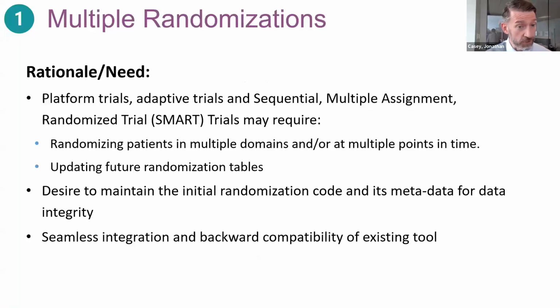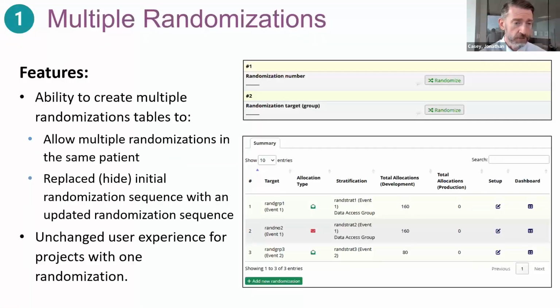We've talked about how platform trials, adaptive trials, and SMART trials may require the ability to randomize patients into multiple domains or at multiple points in time. And that requires updating the randomization table for future participants. But you still want to maintain the initial randomization code and all of the metadata for the patients who've already been randomized. And you really would like it to be seamlessly integrated and backwards compatible with the existing tool for projects that are already going or users who have more simple needs and don't need all these fancy features. So how do we meet all of those needs?